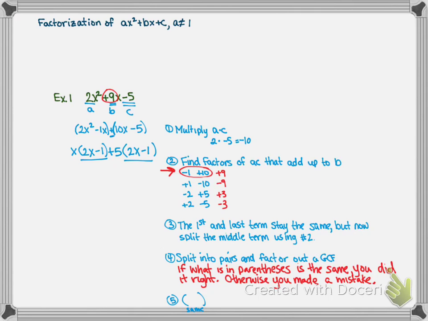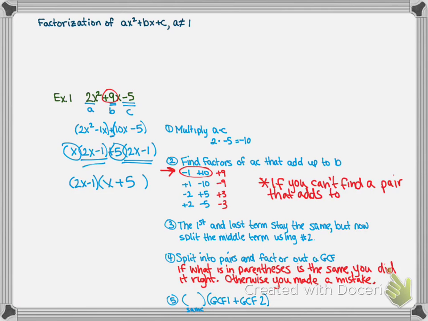So now our final step is to write the parentheses that's the same, so bring that out front, and then we will put in the second set of parentheses our two greatest common factors. So bring the 2x minus 1 out front, and then in the second set of parentheses, write the x and the plus 5, so that 2x squared plus 9x minus 5 factors to 2x minus 1 times x plus 5. By the way, if in step 2 you can't find a pair that adds to b, the trinomial is prime, which means that it cannot be factored.